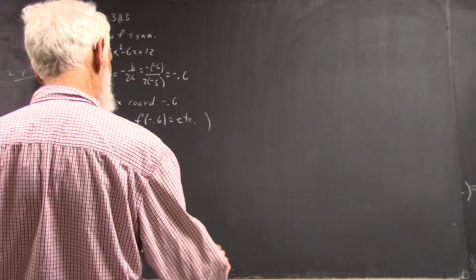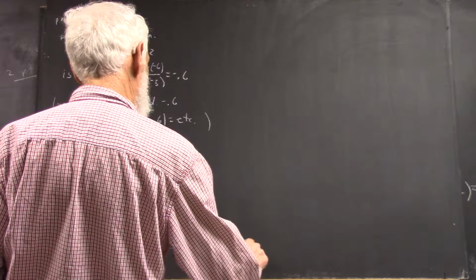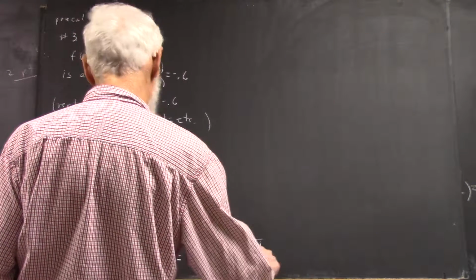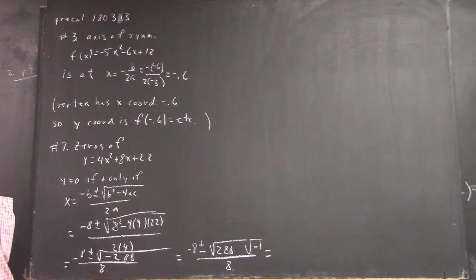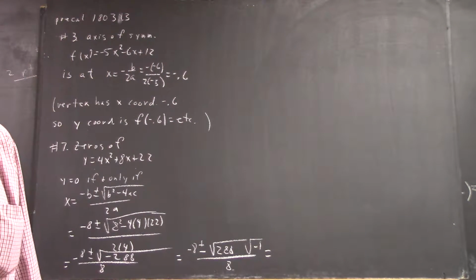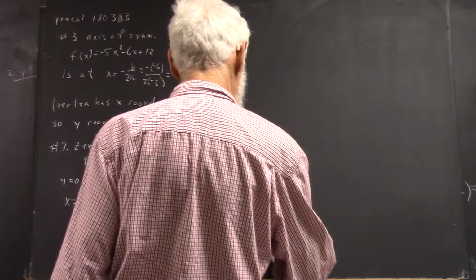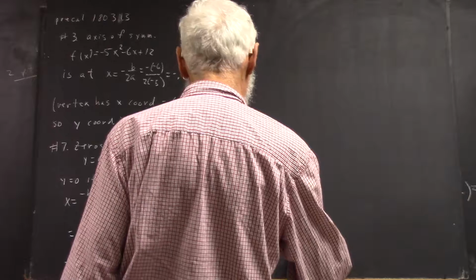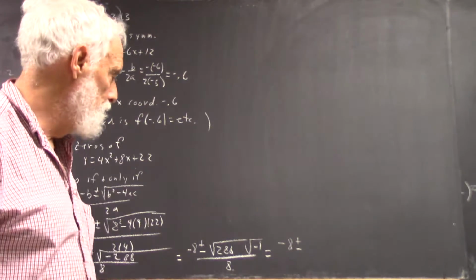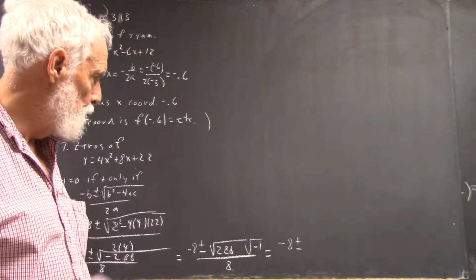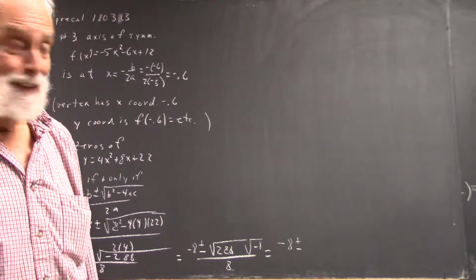That's negative 8 plus or minus the square root of 288 times the square root of negative 1, over 8. What's the square root of negative 1? i. Now 288 is divisible by 4, and you divide that by 4 and you get 72, which is also divisible by 4, you get 18.